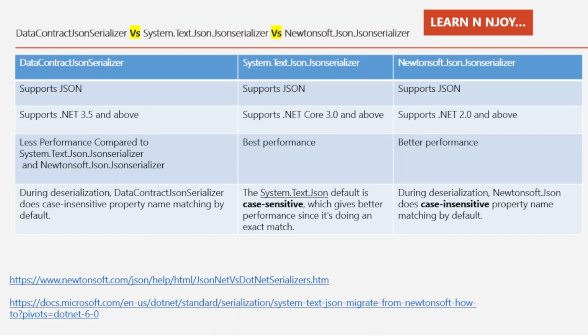Now that brings me to the end of my session. To sum up, in this video we saw what JSON is and how to do JSON serialization and deserialization in a program by different JSON serialization technologies like DataContractJsonSerializer, System.Text.Json.JsonSerializer, and Newtonsoft.Json.JsonSerializer and JsonConvert. Then we saw the difference among these three JSON serialization technologies and talked about when to use which.